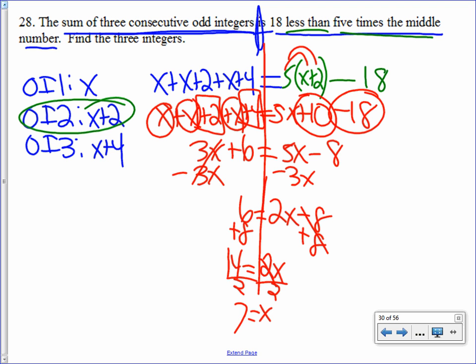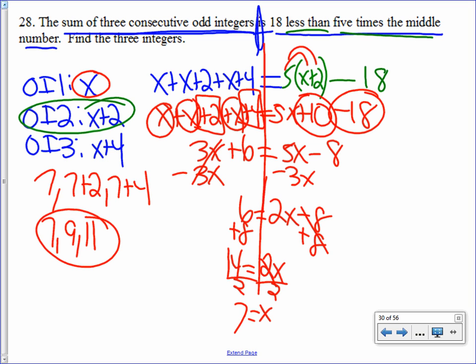Find the three integers. Well, 7, 7 plus 2, 7 plus 4. 7, 9, 11.